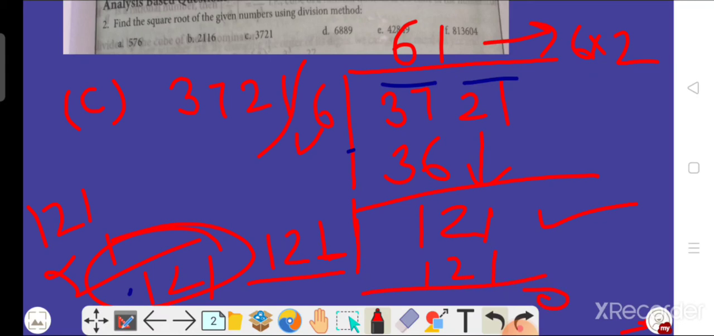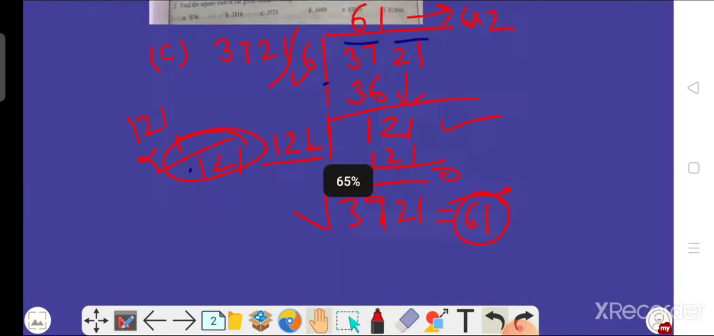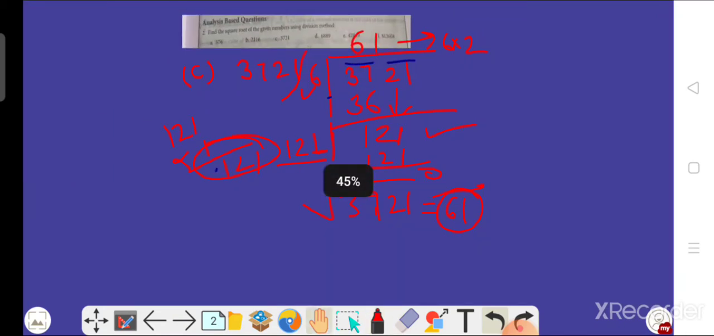So by this method, what we can write, beta, is that the square root of 3721 is equal to 61. So this is the method of division, beta, by which you can find the square root of the given number.